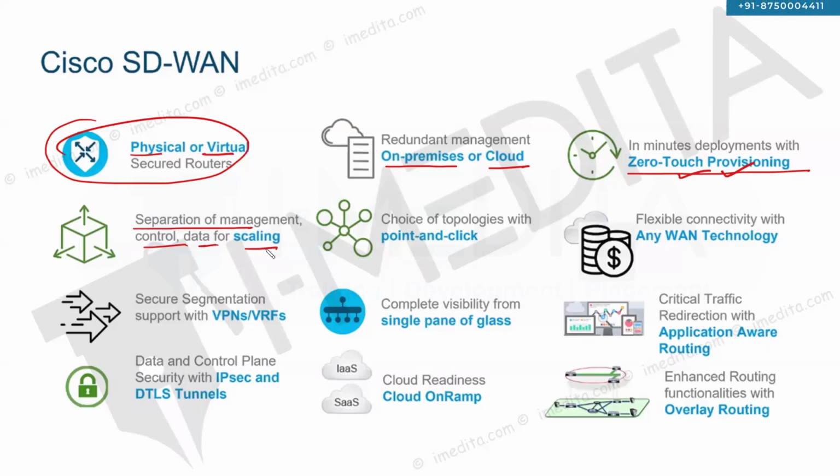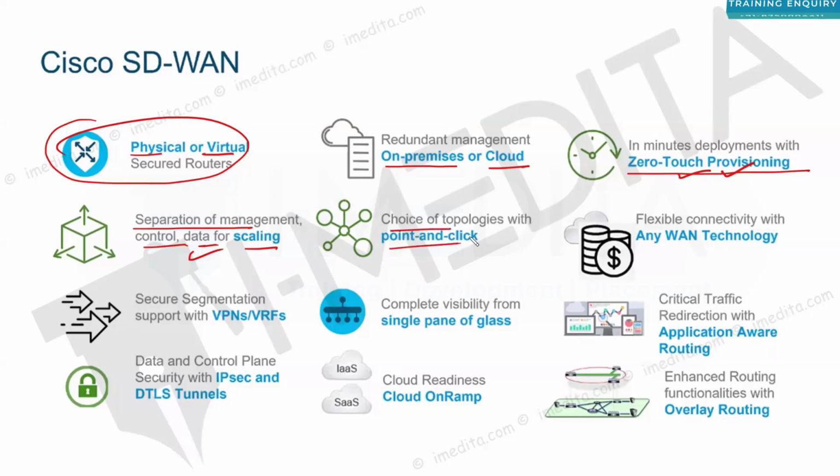Traditionally, on a single router, we had everything. Router was having its management plane, local control plane, as well as local data plane. But now in SD-WAN, Cisco has got a centralized management plane, a centralized control plane, and then of course the data plane does exist everywhere across all the routers. So all routers will have their own data plane. But yes, the separation of management plane, control plane, and data plane for scaling.